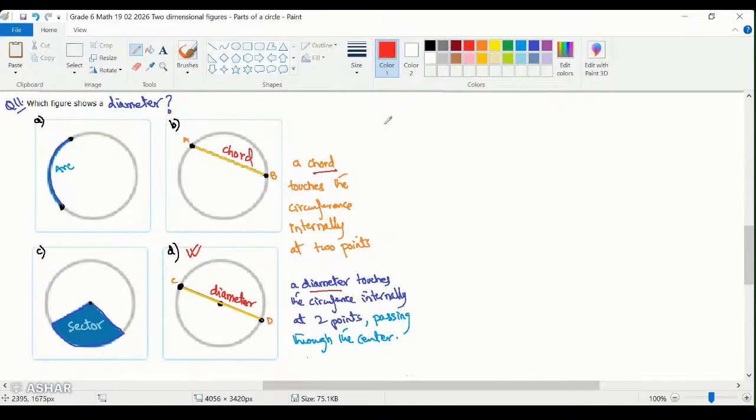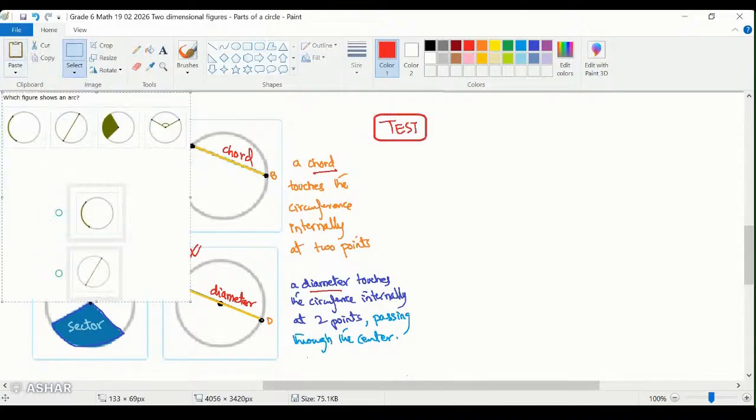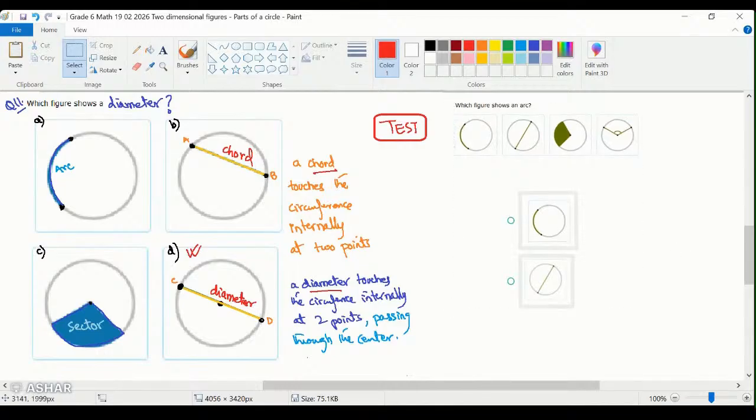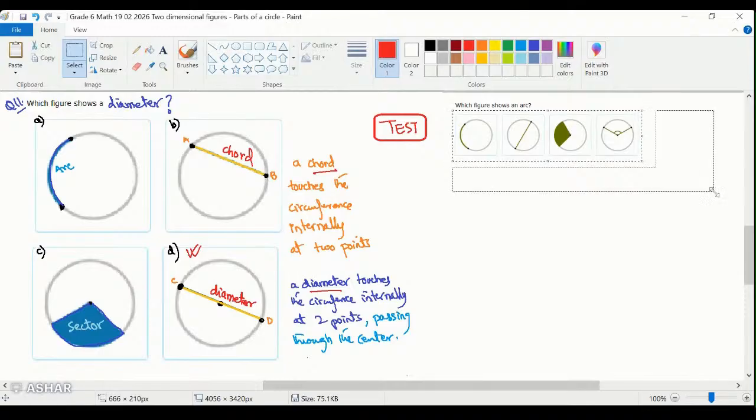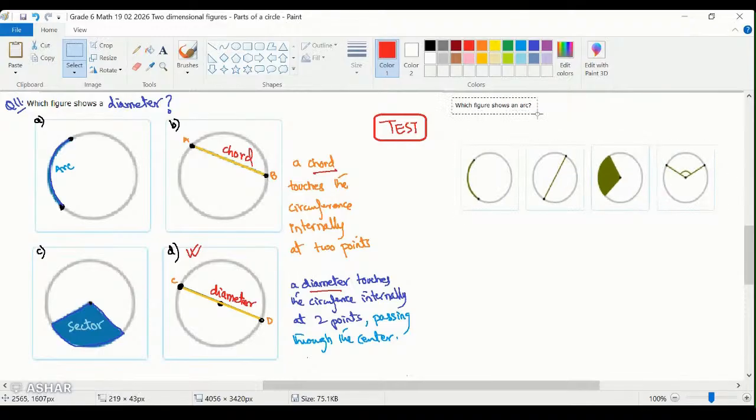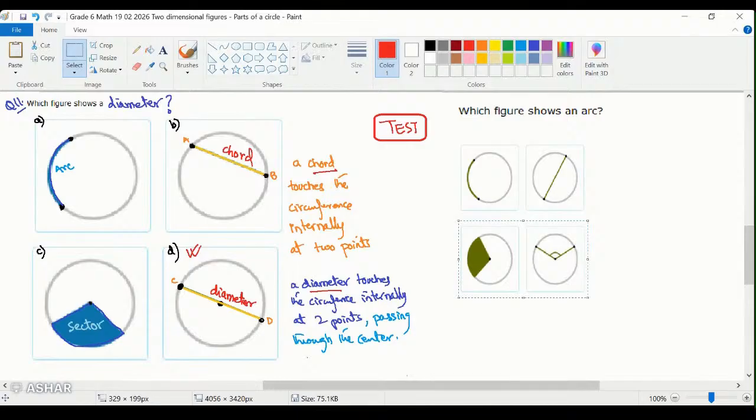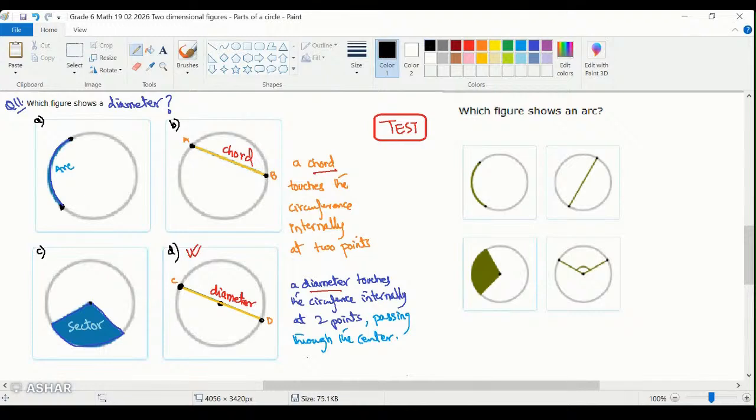So let's start off some questions from the test. And I think what they have given us is very random information. No, we don't need these two. We just need these four. Which figure shows an arc, such that these four shapes are given to us? Okay, very similar. I'll just label them. This is question number 1. Option A, B, C, and D.